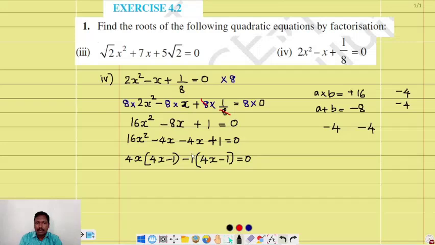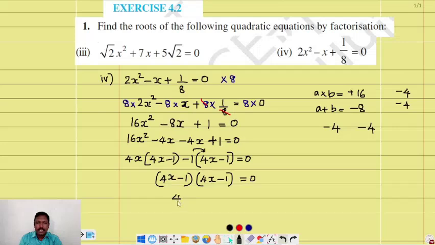If you have any doubt, you can open the bracket. Minus 1 into 4x will be minus 4x, minus 1 into minus 1 will be plus 1, so it will be 4x minus 1 is common now. So again this 4x minus 1 you can take common, so 4x minus 1 into, you will get outside the bracket, we have 4x minus 1 is equal to 0.